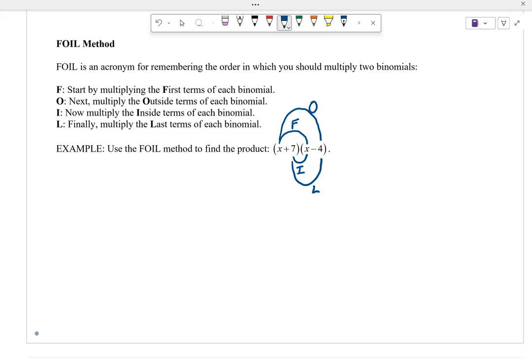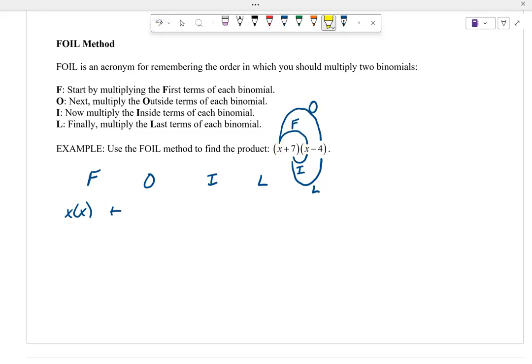So let's go ahead and do the first. Then we'll do the outer, then we'll do the inner, and then we'll do the last. The first is the x times the x. The x and the x, right? I did that first, x squared.